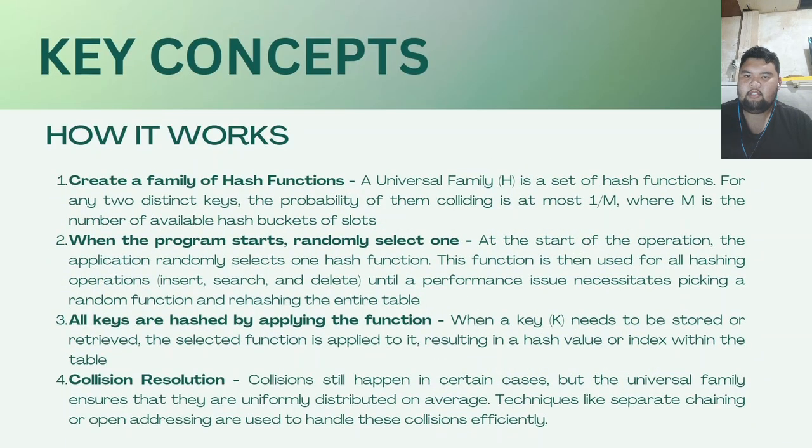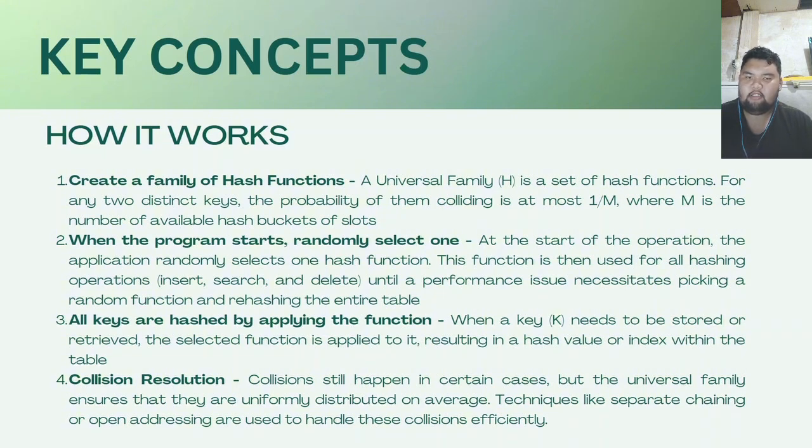How it works. Number one, it creates a family of hash functions. A universal family, H, is a set of hash functions. For any two distinct keys, the probability of them colliding is at most 1 over m, where m is the number of available hash buckets or slots.